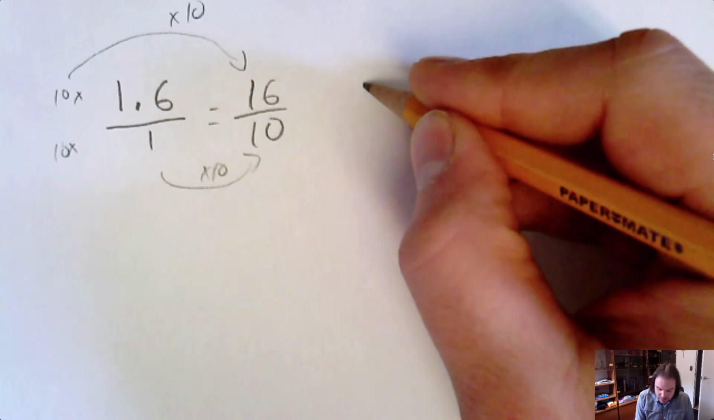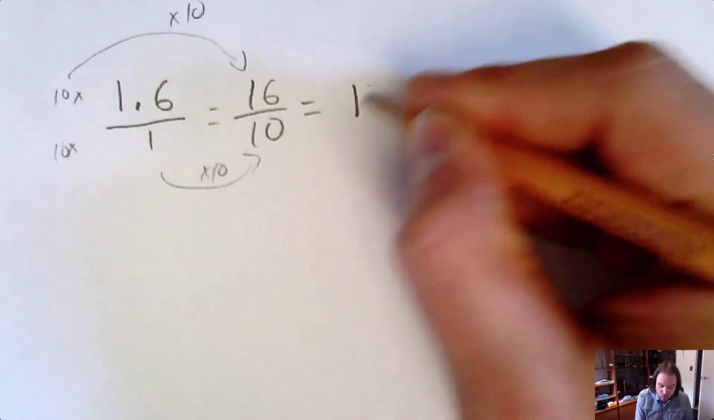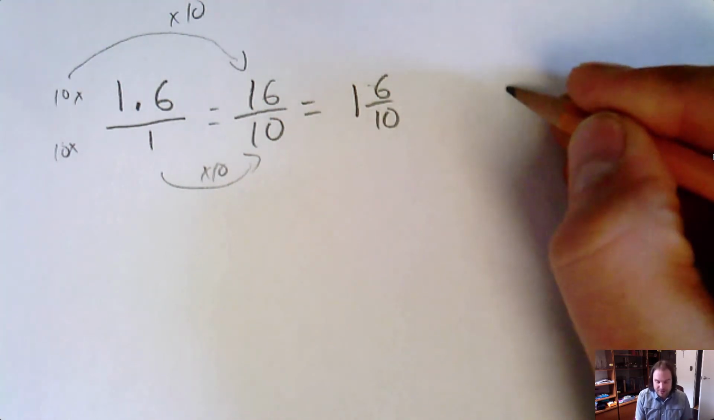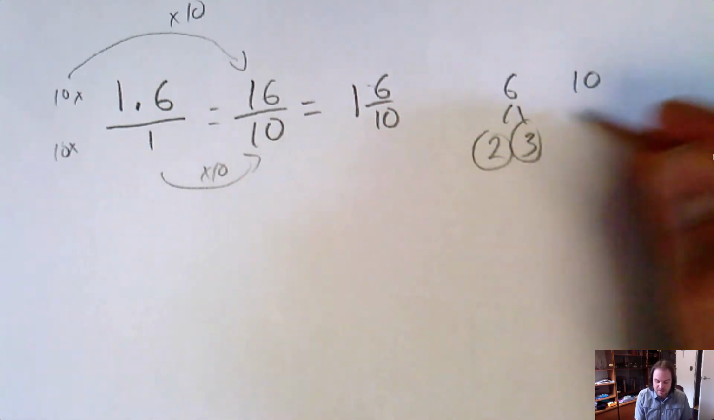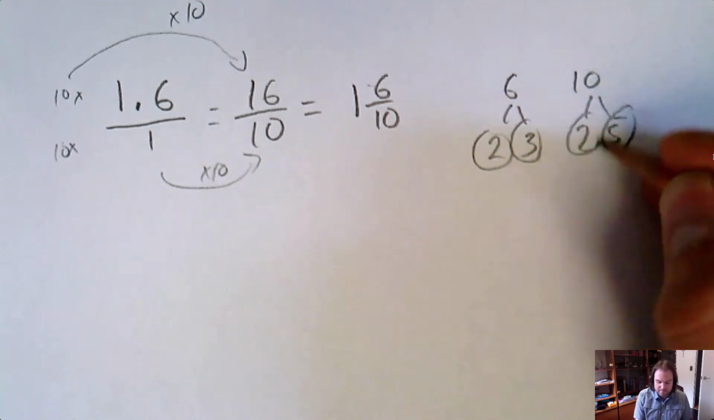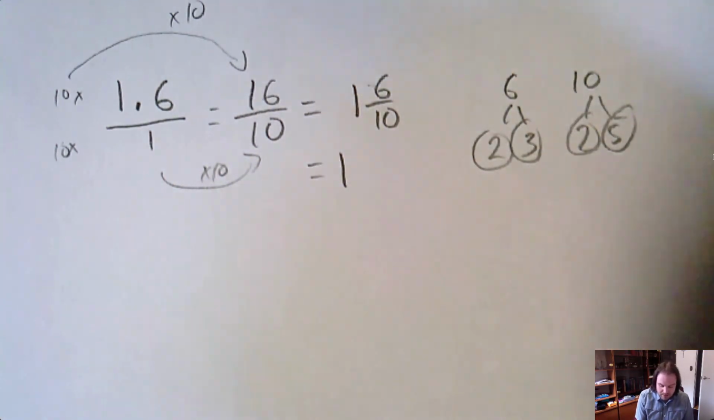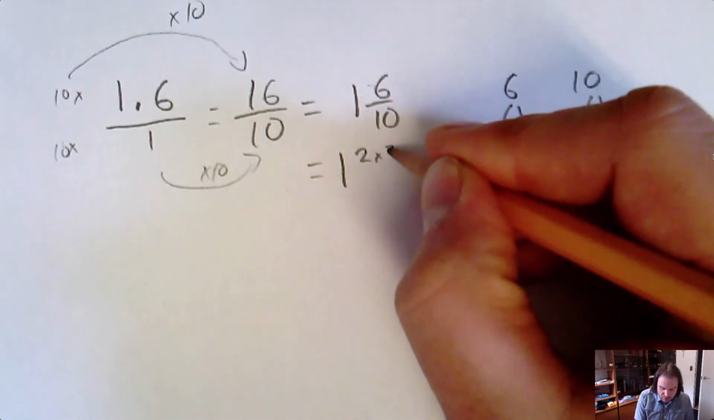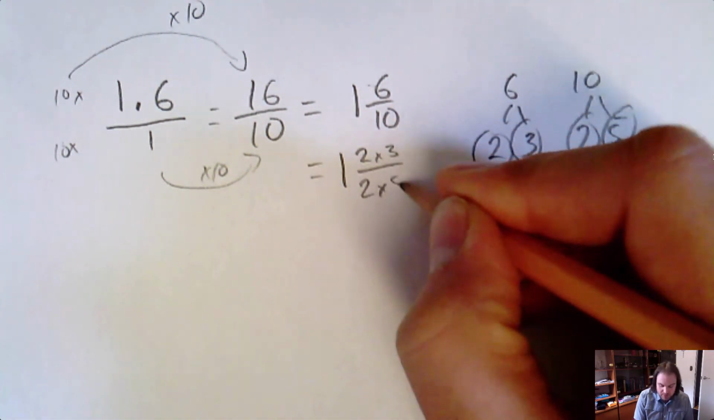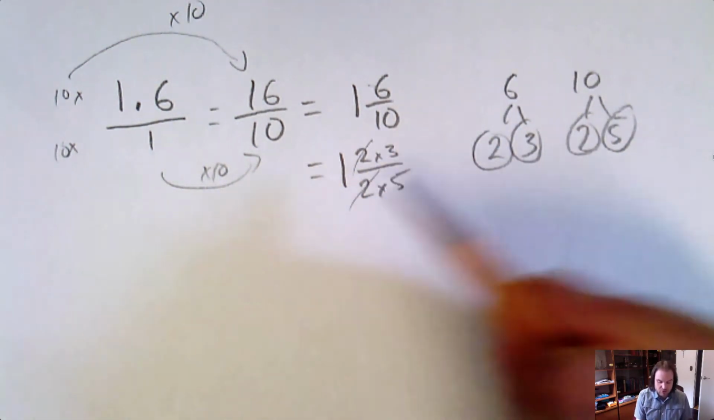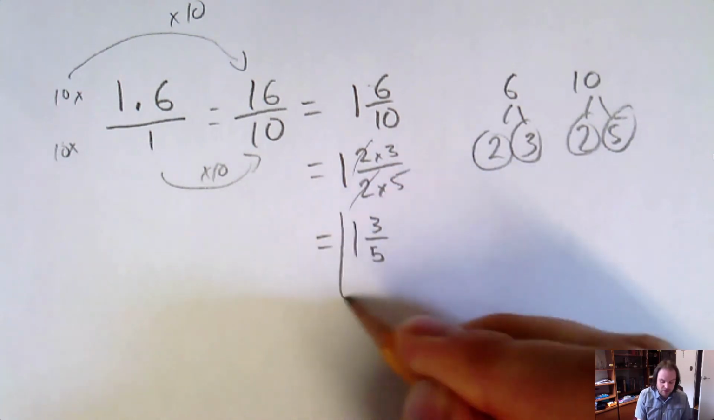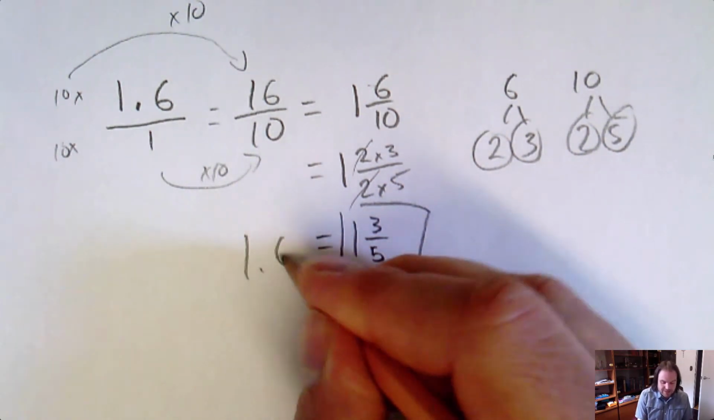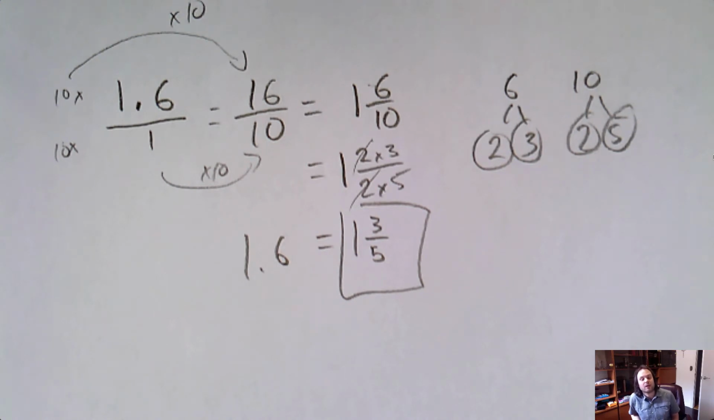So I look at this here. This is the equivalent of 1 and 6/10. Now let's look at 6 and let's look at 10. 6 can be 2 times 3. 10 is 2 times 5. So that's 1, and we're going to have 2 times 3 over 2 times 5. 2 divided by 2 is 1. So I'm left with 1 3/5 as my answer. So I know 1.6 is equal to 1 3/5. And that's how we convert decimals into fractions.